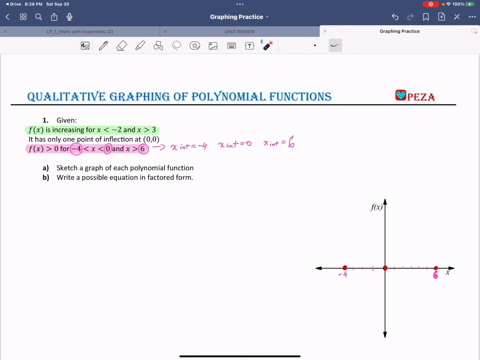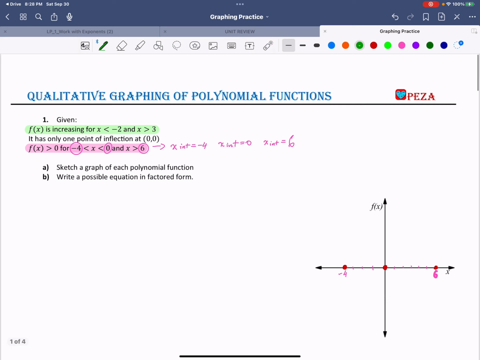All right, so at x equals -2, I'm going to plot it down here, and at x equals 3, right? So these are two important points. So for x less than -2, for these x values, the function is increasing. So if we have a polynomial function, where the domain is any real number, that passes through x equals -4, it means that if a function is increasing, then it has to go this way, and at x equals -2 somewhere it has to make a turn.